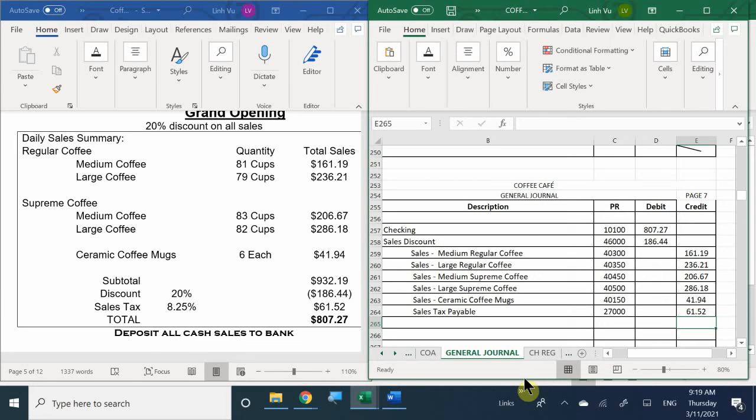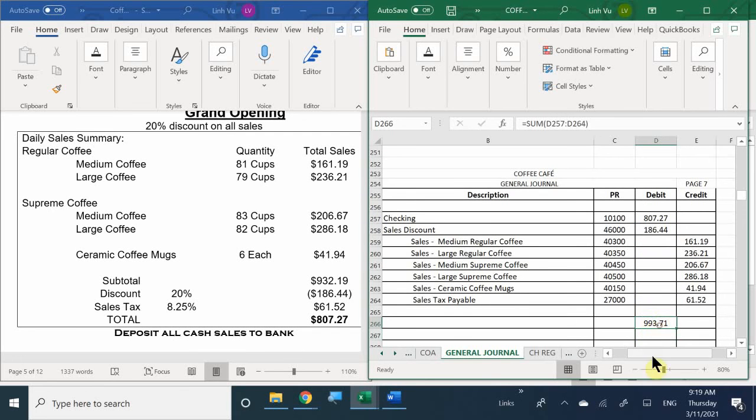All right. So again, general rule of thumb is you should always check to make sure your debits match on each side. So I got 993.71 on my debit side, 993.71 on my credit side. So good. Okay, my journals match.